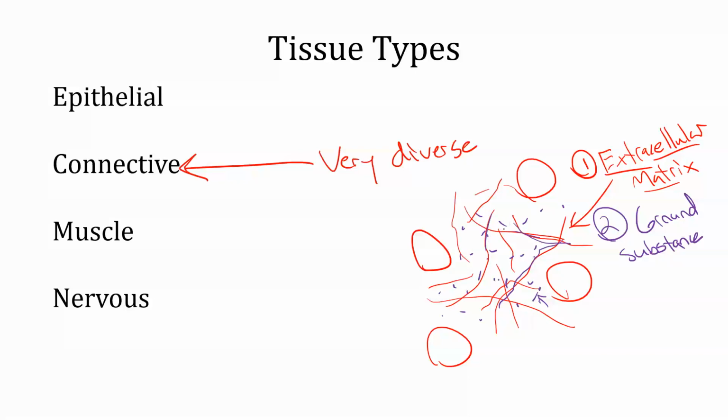There could also be cartilage, which is a similar type of tissue. It's just that the ground substance, rather than being calcium crystals, is something called chondroitin sulfate. And you don't have to know that, but it just makes it a little bit more flexible.